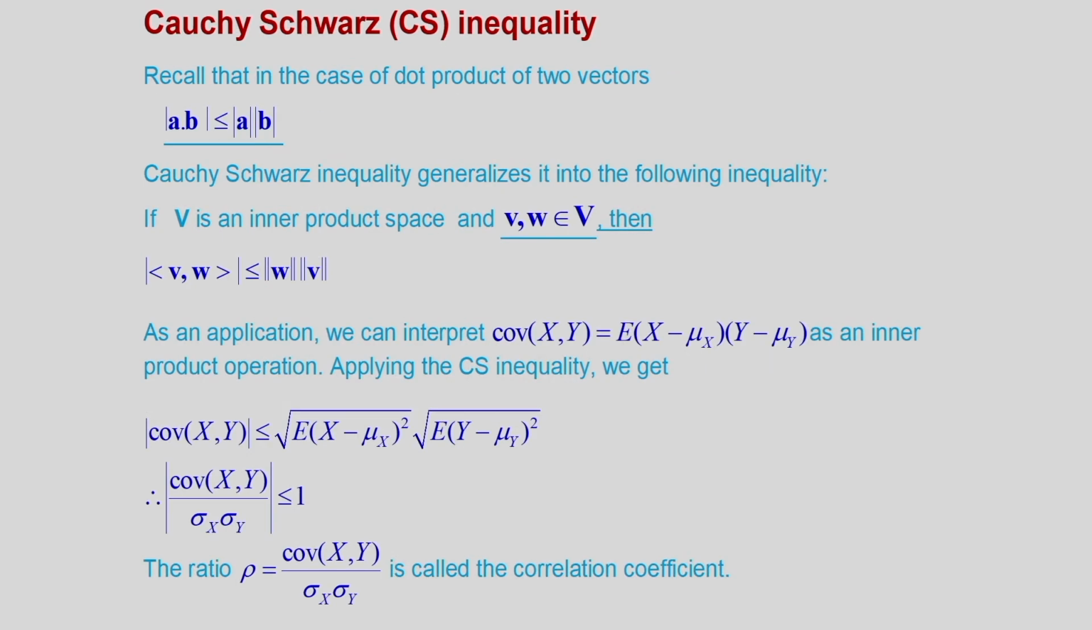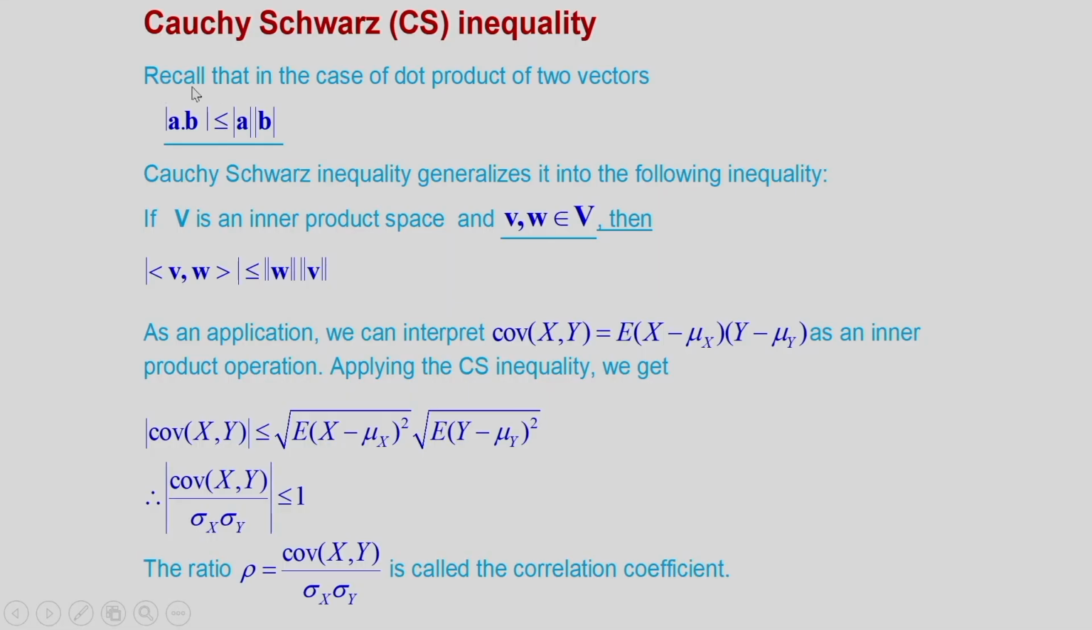In the case of inner product, there is a very important inequality known as the Cauchy-Schwarz inequality. Recall that in the case of dot product of two vectors, magnitude of A dot B is less than or equal to magnitude of A into magnitude of B. This is because magnitude of cos theta is less than or equal to 1. So, from the definition of dot product, this result follows. The Cauchy-Schwarz inequality generalizes this into the following inequality.